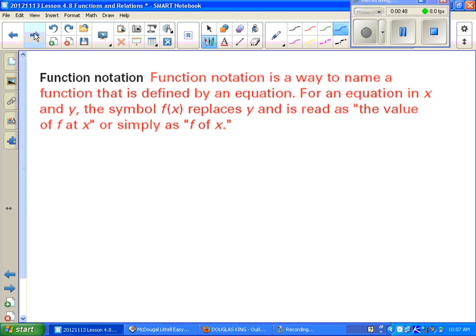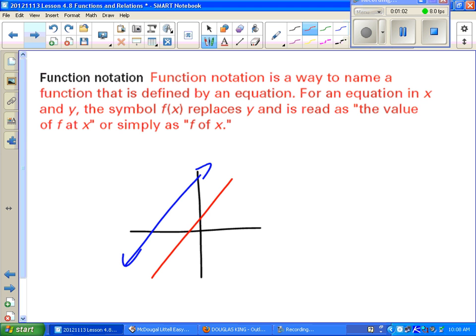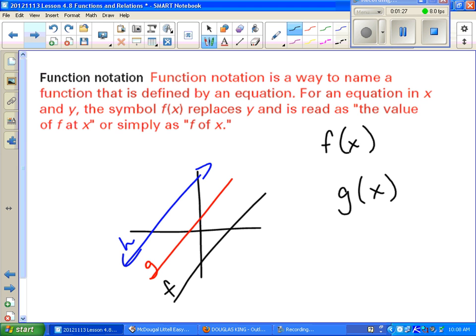Function notation is a way to name a function that's defined by an equation. On our example for homework last night, we had a couple of questions at the end where they gave us 3 different lines. One of them was blue, one of them was red, and one of them was green. It was called black for right now. Instead of saying line A, line B, and line C, you could have named each of those lines. Like blue could have been H, red could have been G, and the black one could have been F. So when you're working each of those equations, it could be F of X, it could be G of X, and it could be H of X.